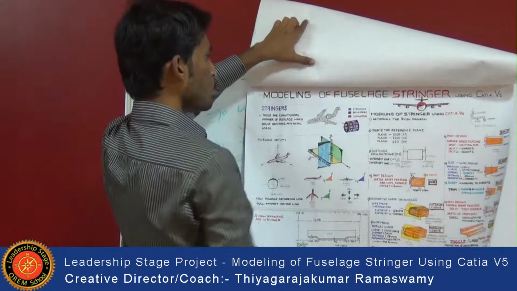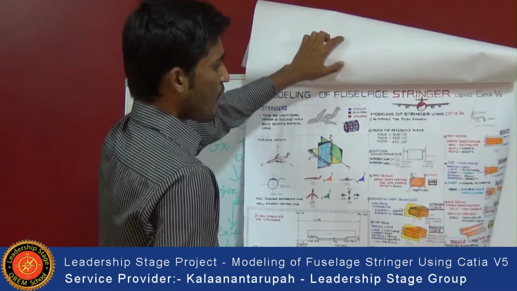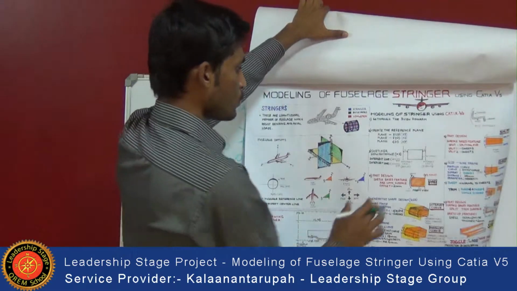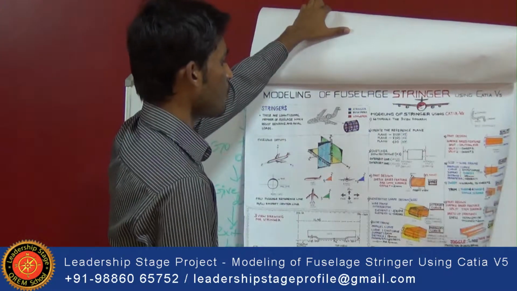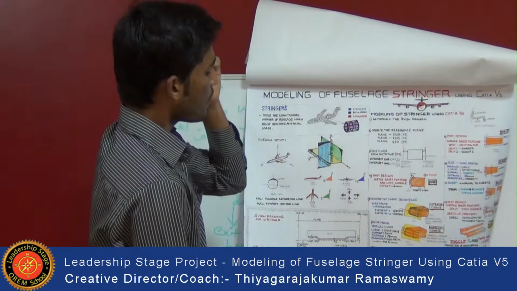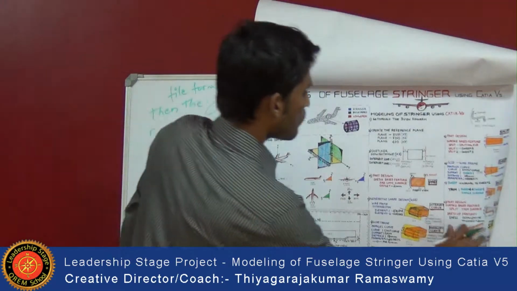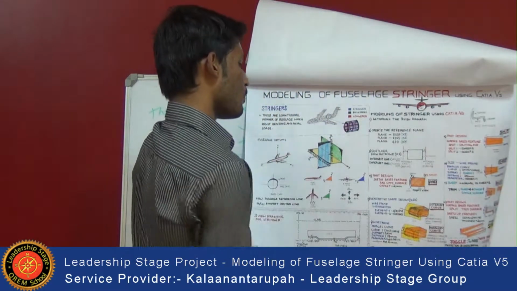And this diagram shows exactly what the good procedure is to design the stringer. It can be designed in part design, generative shape design, wireframe or sheet metal, in many ways. This is the correct position of the stringer. And this is the stringer with the joggle.